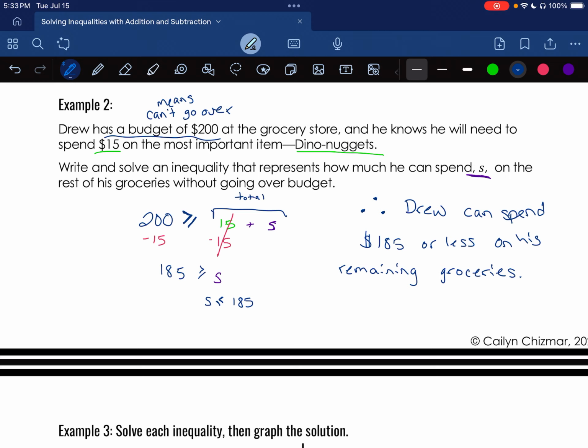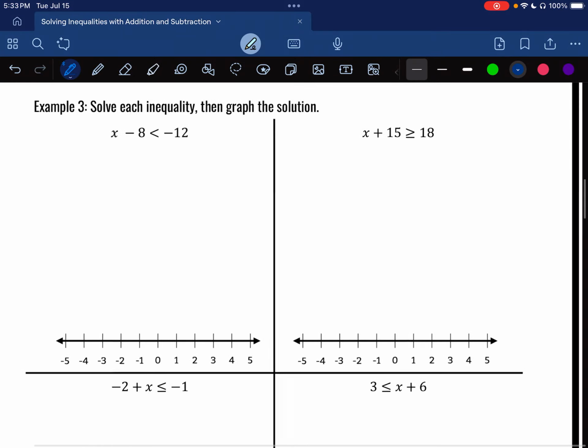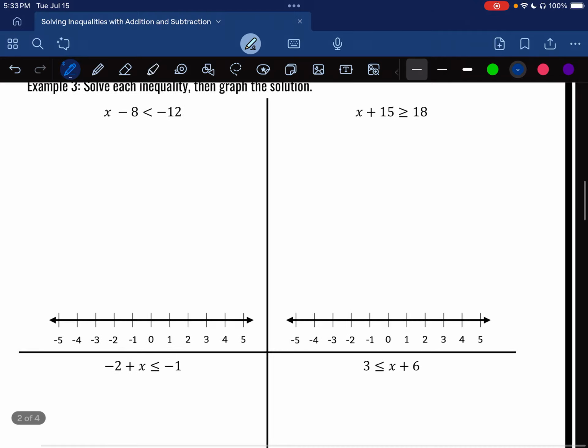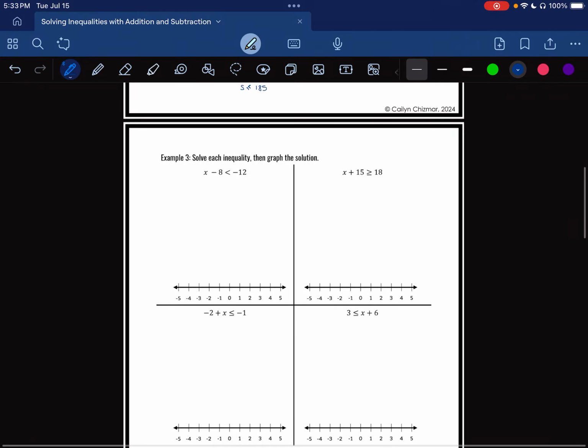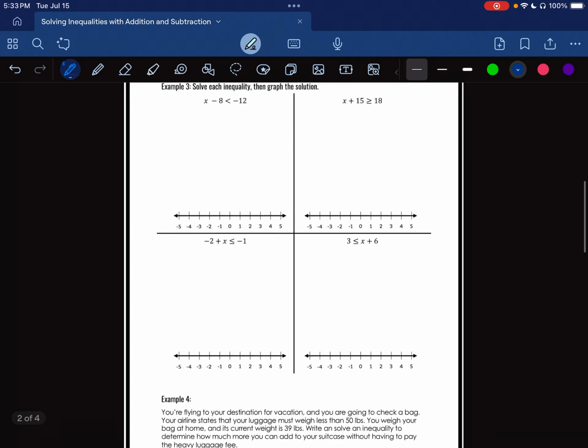Okie dokie. Next, we're going to solve each inequality, and then we're going to graph our solution. So I want you to go ahead and try out example 3 here. So you already have all the tools in your tool belt to make this work. So go ahead, get started, and then we'll come back and go over them.